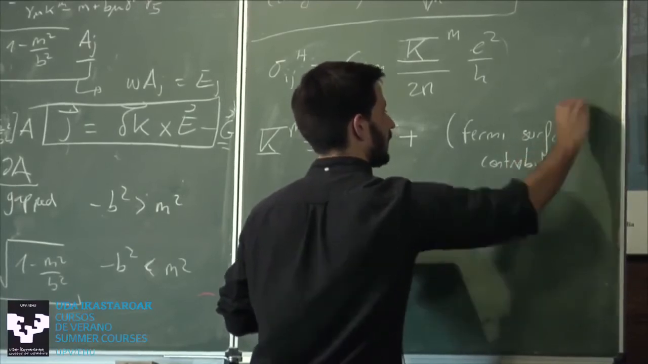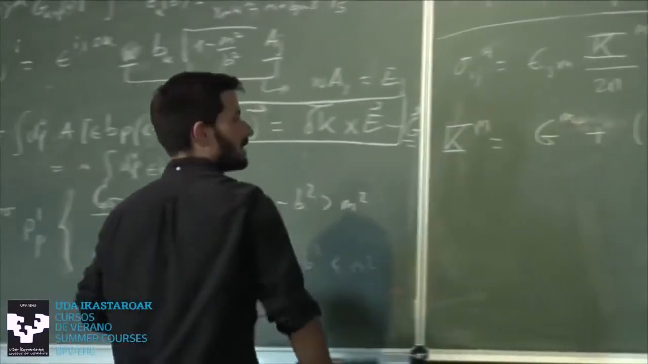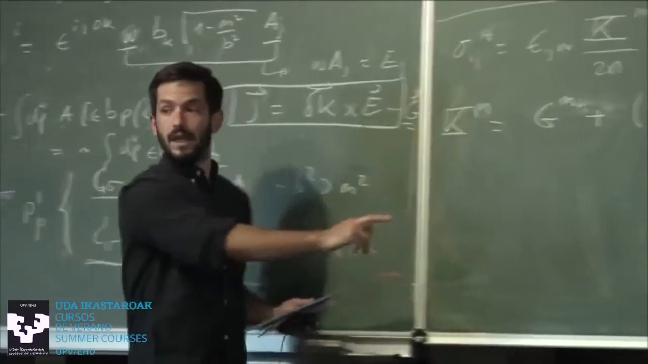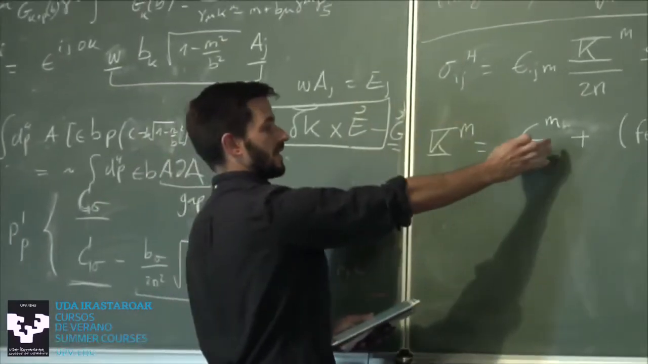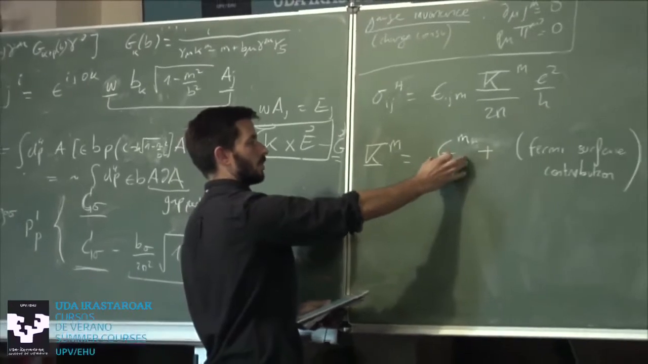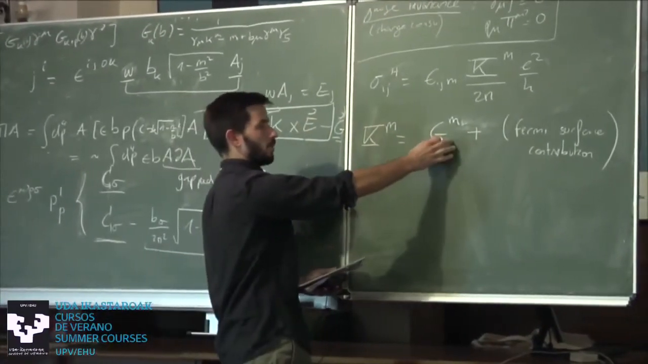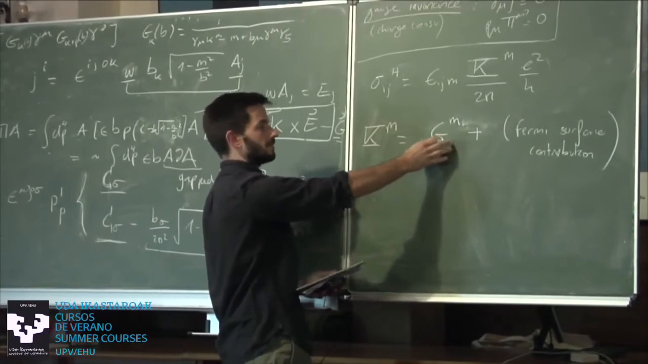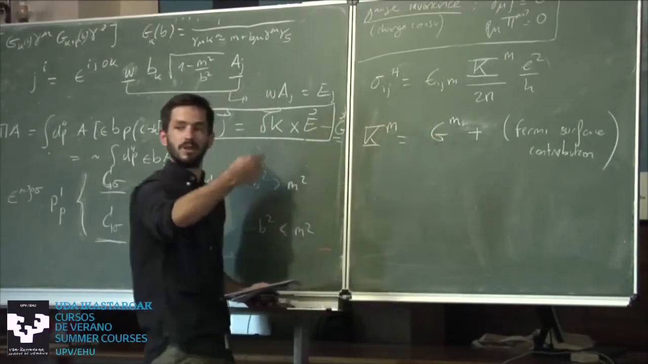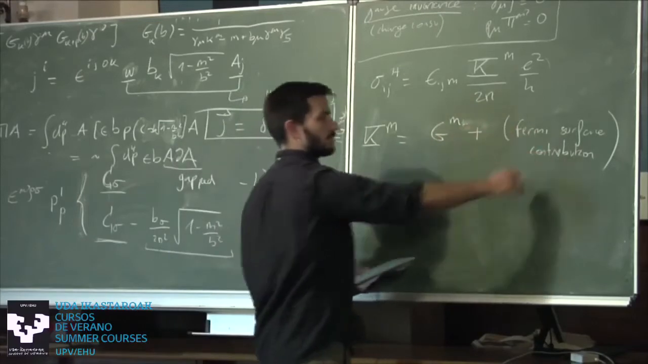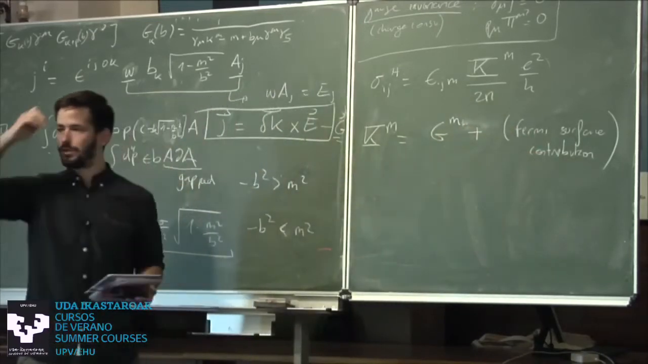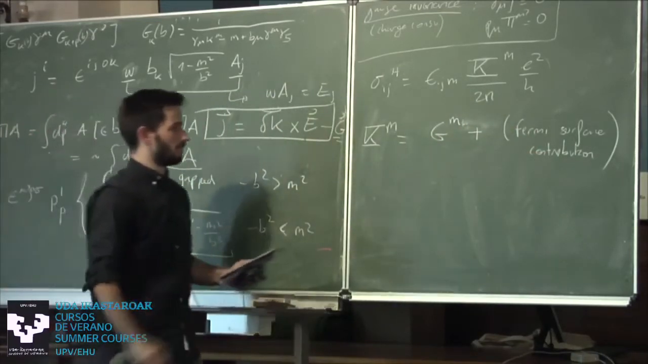It looks like this. There's a contribution from the filled bands, which is proportional to a lattice vector, actually. That's why I call it G, because it's a reciprocal lattice vector. And there's a Fermi surface contribution that has some expression in terms of the Berry curvature, but it's not important for our purposes.